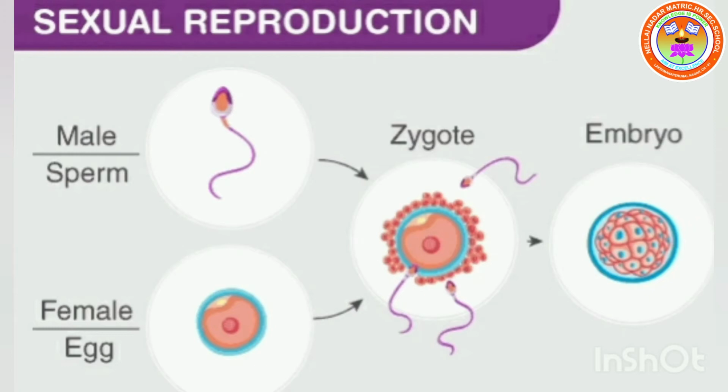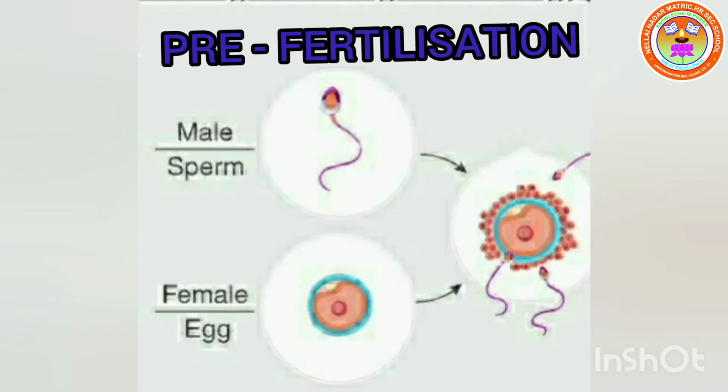Sexual reproduction consists of the following stages. First one, pre-fertilization. Second one, fertilization. Third one, post-fertilization. Pre-fertilization. This is the first stage of sexual reproduction. In this stage, gamete formation and transfer of gametes takes place.